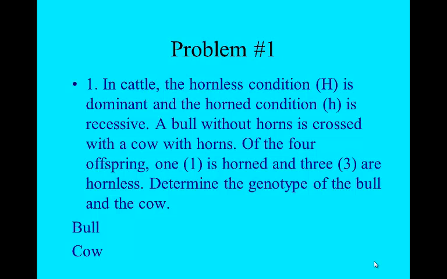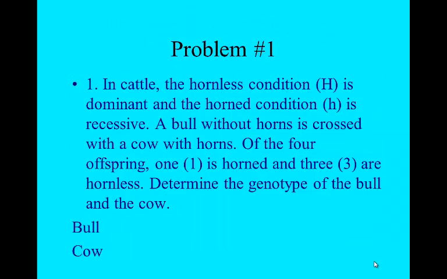We can start off by applying that by looking at a simple problem like this first problem, number 1 in the set that I gave you. So in cattle, horn condition is actually a recessive condition. In order to have horns, you have to have 2 recessive alleles. In this case, you're crossing a bull without horns, so that would be the hornless condition. It would have the dominant allele, according to what we've written down above. It's crossed with a cow with horns. It's a recessive condition that has to be homozygous recessive. They have 4 offspring. 1 is horned and 3 are hornless. And you need to determine the genotype of the bull and the cow.